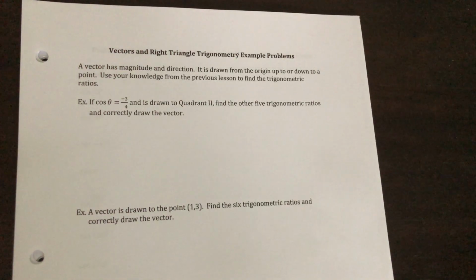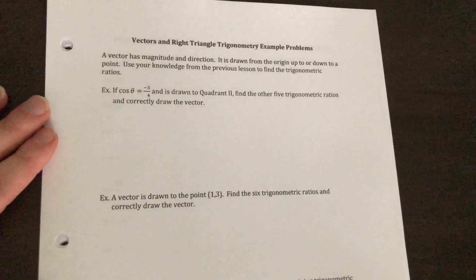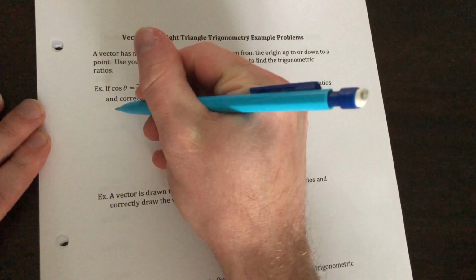When we're talking about physics or math, we're going to be using vectors, okay? A vector is drawn from the origin up to or down to a point. We're going to use our knowledge of right triangles, and we're going to find the remaining trig ratios. Okay, so first example problem. It says cosine of theta is equal to a negative 3/4, and it's drawn to quadrant 2.